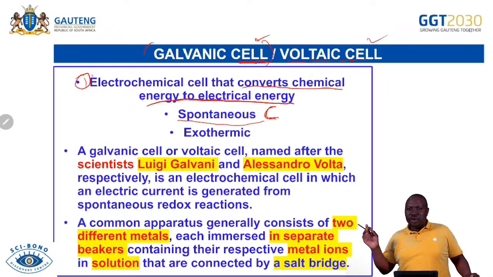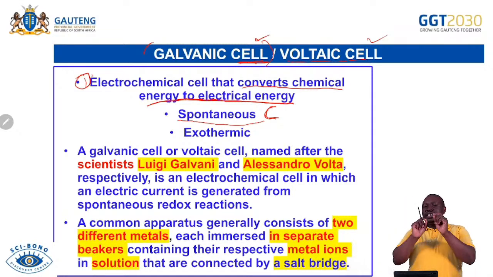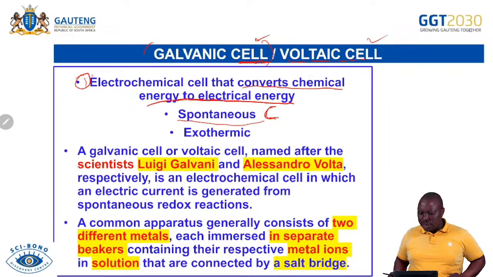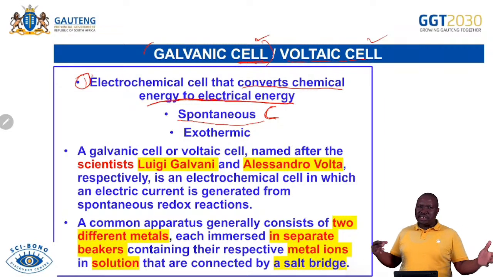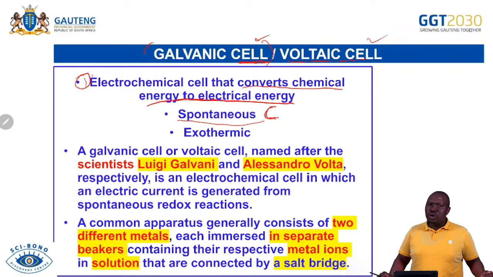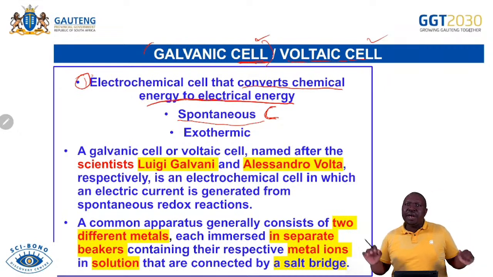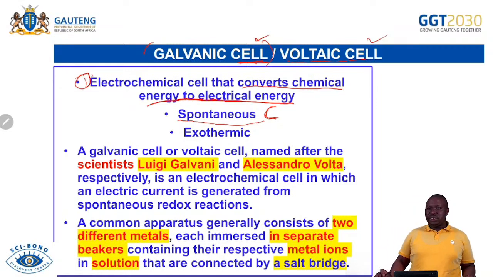Zinc metal and copper metal, they are all metals. But one will have to lose electrons, the other one will have to gain electrons. So this is the center of our discussion today: if we have two metals like zinc and copper, which one is going to gain electrons, which one is going to lose, and why? Why this one loses, why this one gains. That is the essence of us being here and having this lesson.